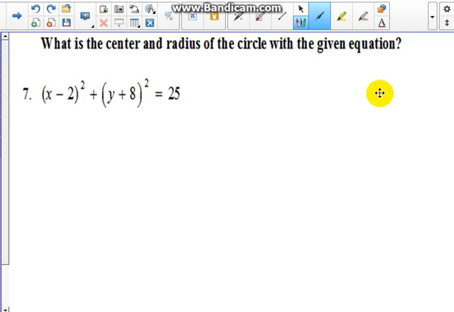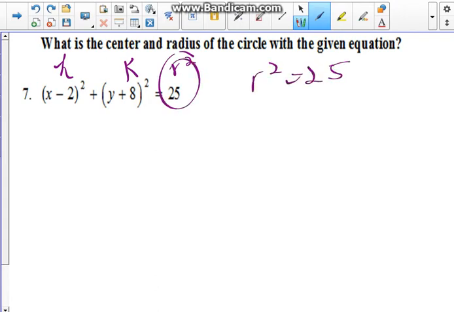Number 7 says, what is the center and radius of a circle with the given equation? And they give us x minus 2, so there's your h, squared plus y plus 8 squared equals 25. So we know that's our r squared right there. So r must be equal to 5 because r squared equals 25. Square root each side, and you get r equals 5. So our radius is equal to 5, and it's a distance, so we don't use the negative 5.